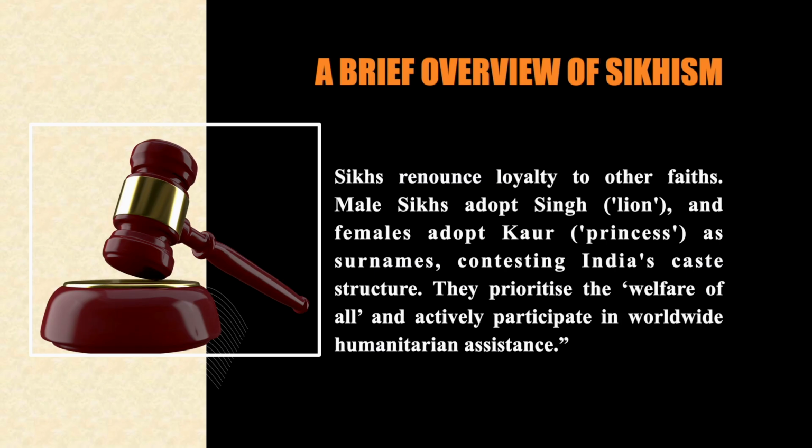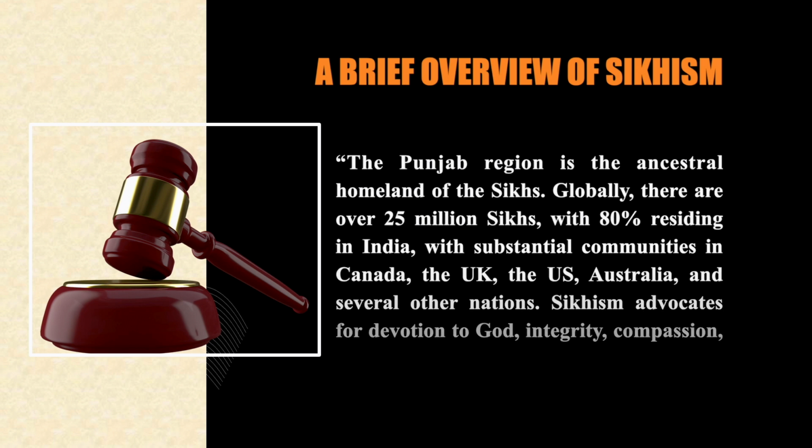Male Sikhs adopt Singh, that is lion, and females adopt Kaur, that is princess, as surnames, contesting India's caste structure. They prioritize the welfare of all and actively participate in worldwide humanitarian assistance. The Punjab region is the ancestral homeland of the Sikhs. Globally, there are over 25 million Sikhs, with 80% residing in India, with substantial communities in Canada, the UK, the US, Australia and several other nations.